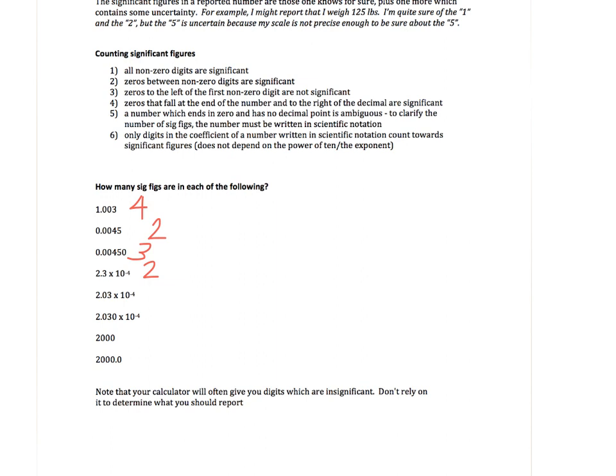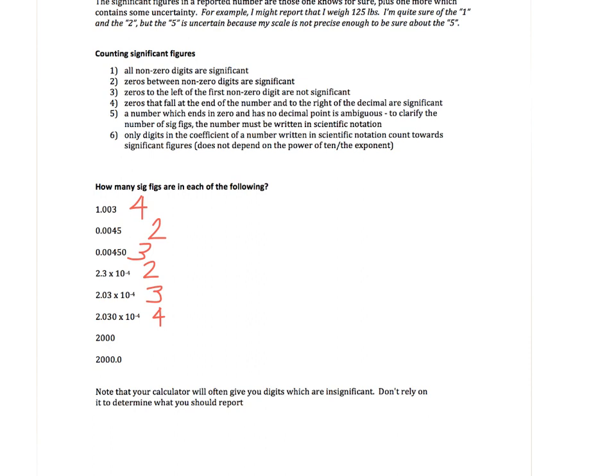If we look at the next one, again, we have to only look at the coefficient. We've got a 2.03. The 0 is between two non-zero digits, so that's going to give us 3 sig figs. The 2, the 0, and the 3 are all significant. If we look at the next example, 2.030, so the 0 that's in between is definitely significant, and the 0 here that's at the end, but to the right of the decimal place, is also significant. So that gives us 4 sig figs in that example.